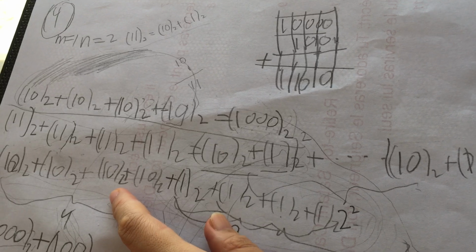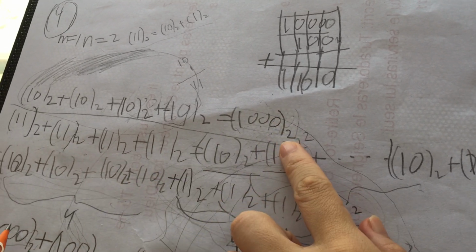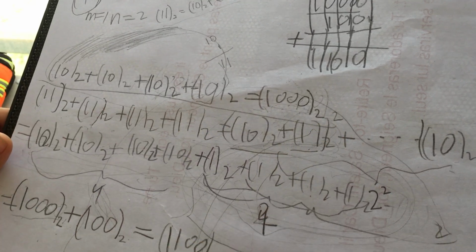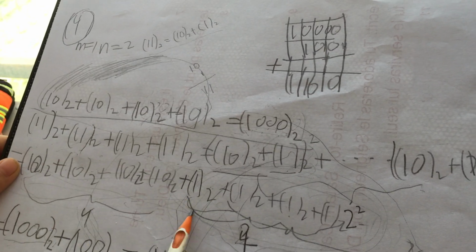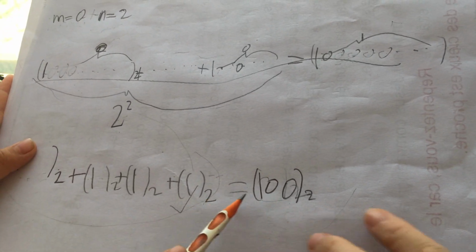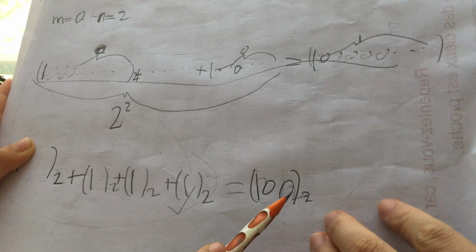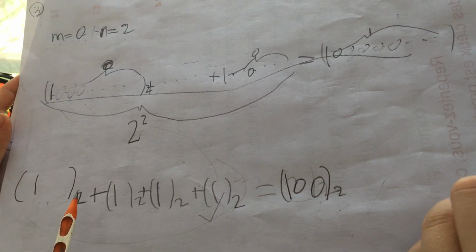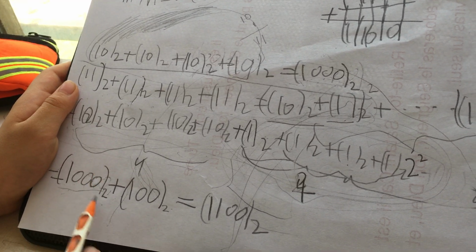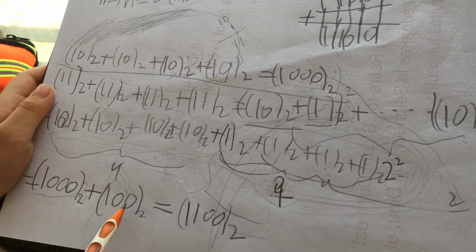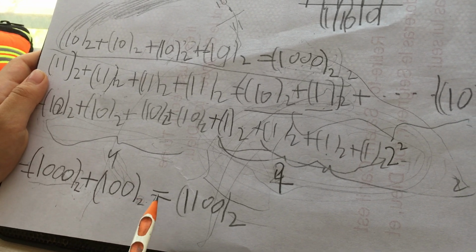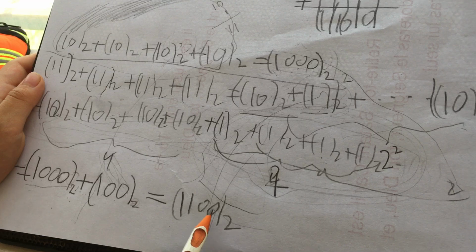We have already found out that 4 1 0s added together is 1 0 0 0. Good. And for the ones, we already know 4 ones equals 1 0 0 in base 2. So we can rewrite this expression into 1 0 0 0 in base 2 plus 1 0 0 in base 2, which equals 1 1 0 0 in base 2.